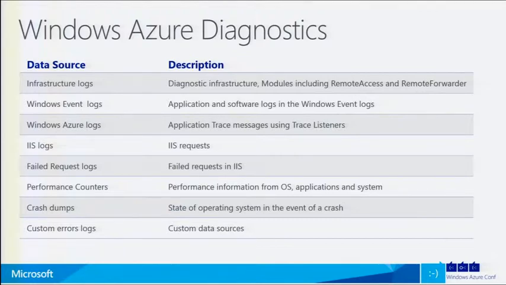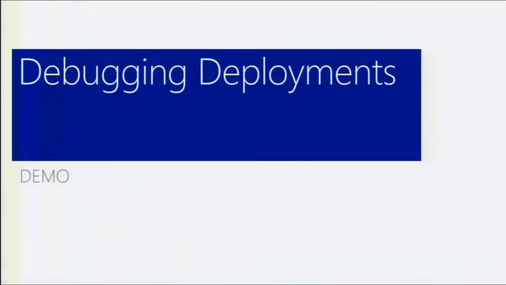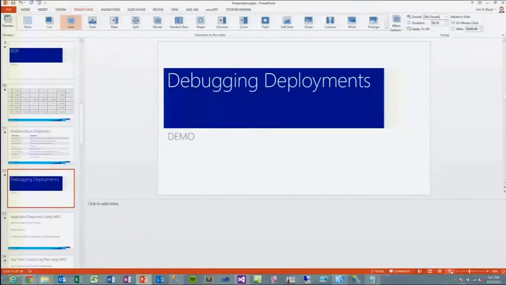And then we also have some IIS logs, so just normal IIS request logs, as well as failed request logs. We could capture performance counters as well and aggregate those from multiple servers, as well as crash dumps. And then lastly, if we needed to capture our own custom logs, so maybe we create a file, maybe it's Log4Net or some logging framework that we're using, we can capture that as well and aggregate that and centralize that in one spot. So with that, let's go take a look at Windows Azure Diagnostics.